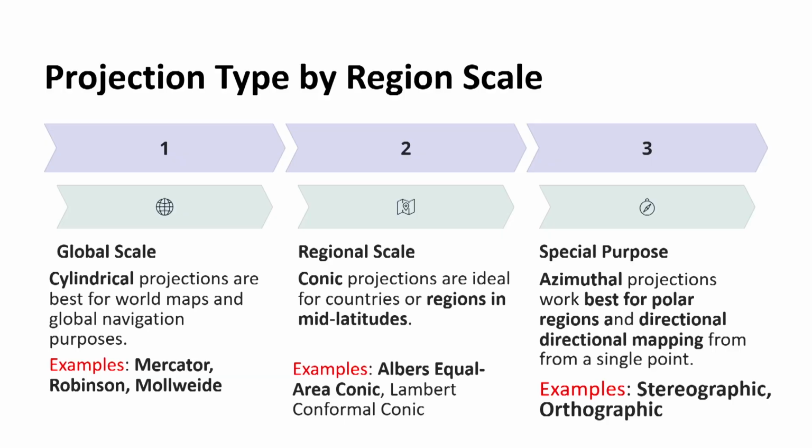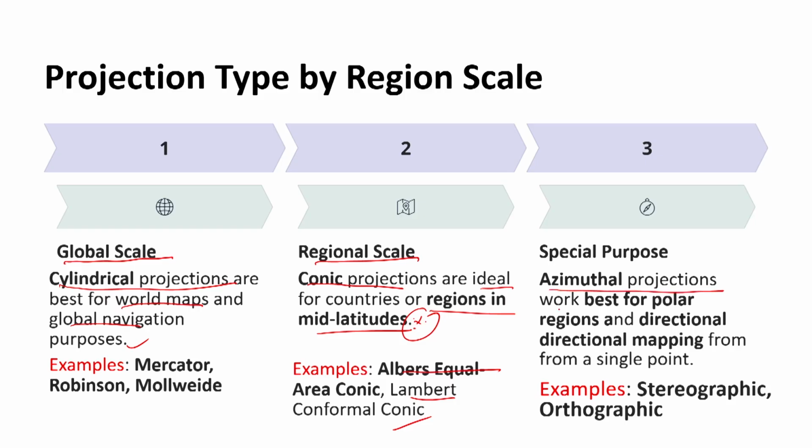The next topic: projection type by region. Let us say you are working at global scale, then you probably have to use a cylindrical projection. It is best for world maps and global navigation purposes. If you are looking at regional scale, then you go ahead with a conic projection. It is ideal for regions in mid latitude. Examples are the Albers equal area projection and the Lambert conformal conic projection.